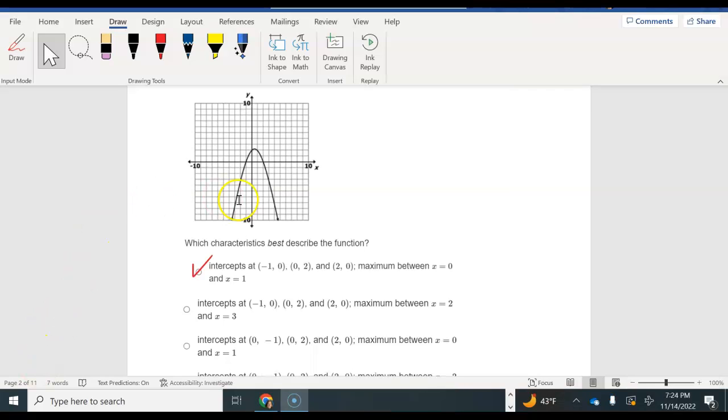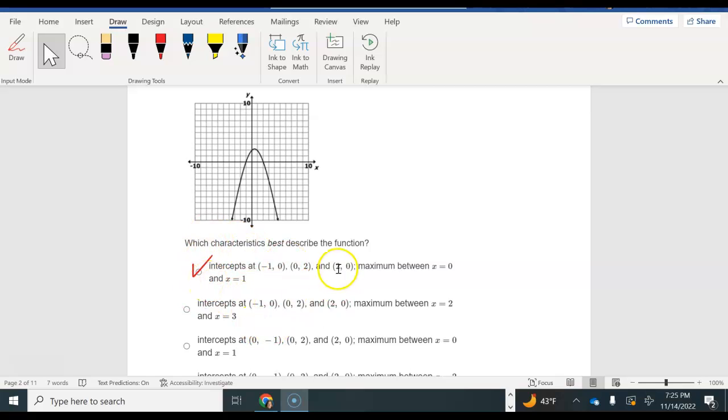All right, this one is saying look at the graph and see which characteristics best describe the function. Basically, if you know how to graph ordered pairs, this should be very straightforward. It says your x and y intercepts are negative 1, 0. So if you go over negative 1, 0, there is a point there. 0, 2 is your y-intercept. And then 2, 0 is your other x-intercept. This one has a maximum between 0 and 1. So if you go between 0 and 1, that is your maximum point. So you can see that is true.